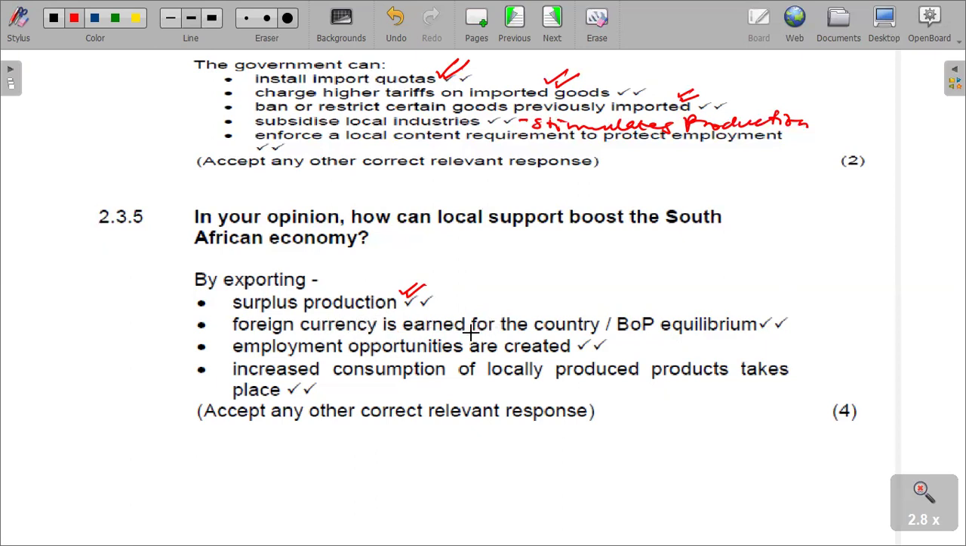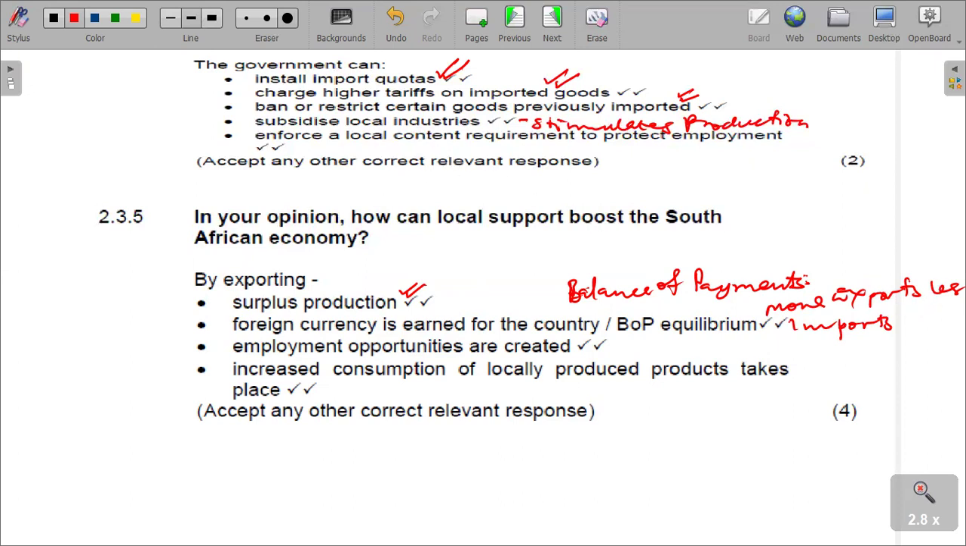Foreign currency is earned for the country, which also enables a balance of payments. A favorable balance of payments is where we should have more exports and less imports. By that, we are saying more exports and then less imports.